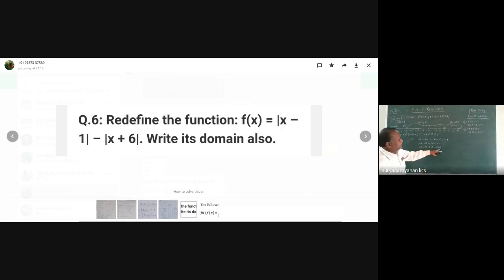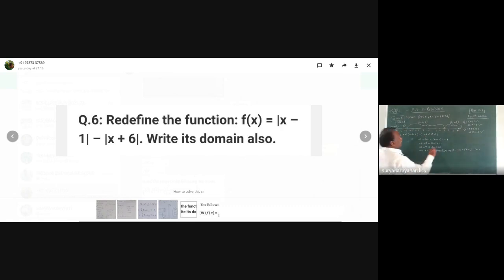So x minus 1 is less than 0. It is also a negative number. X minus 1 is negative. This implies mod x minus 1 is equal to minus of x minus 1, that is equal to 1 minus x. By using the mod x definition, we wrote this one.